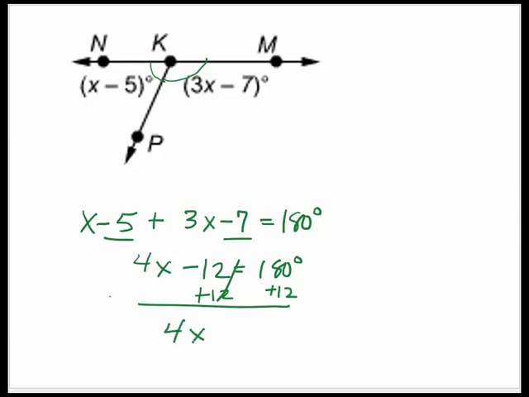And we get 4x equals 192. So we divide both sides by 4 here to find the value of x. And we get x equals, it looks like it'd be 48. So the answer is x equals 48.